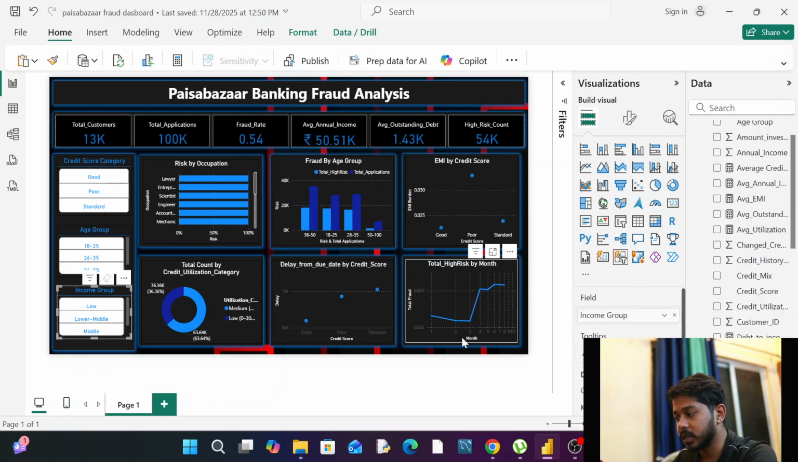Line chart, because in this chart we are showing trends over a period of time. Line chart is the best for showing trends over a period of time.